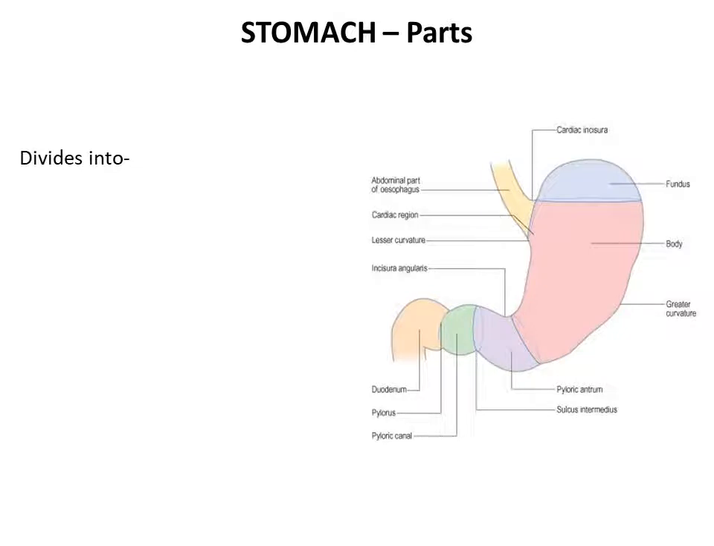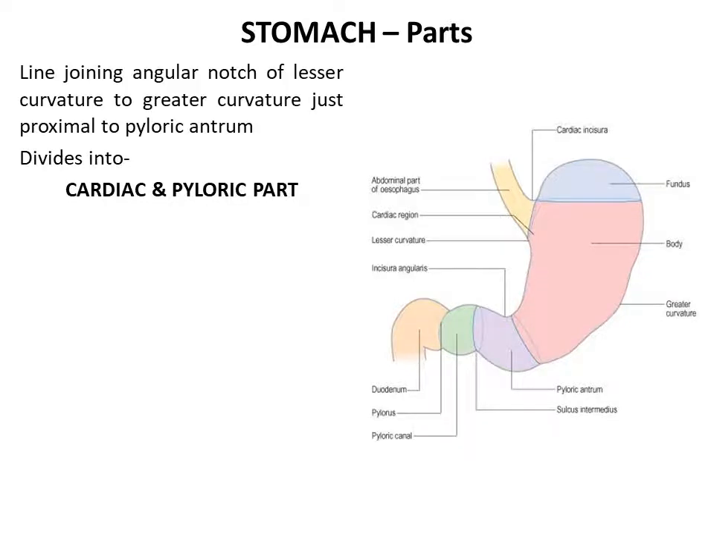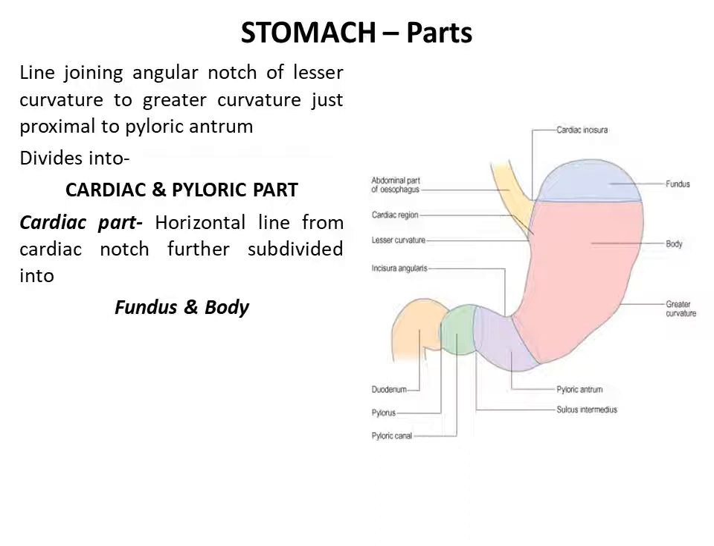The stomach is divided into two parts: the cardiac part, which is the large proximal part, and the pyloric part, which is the smaller distal part. These two parts are divided with the help of a line which joins the angular notch of lesser curvature to the greater curvature just proximal to the bulge of the pyloric antrum. The large cardiac part can be further subdivided into the fundus and body with the help of a horizontal line extending from the cardiac notch.